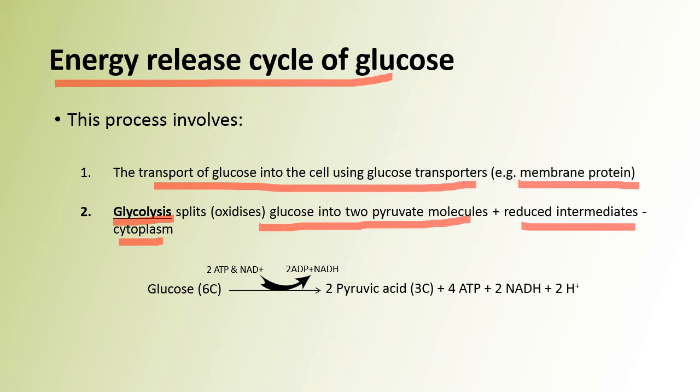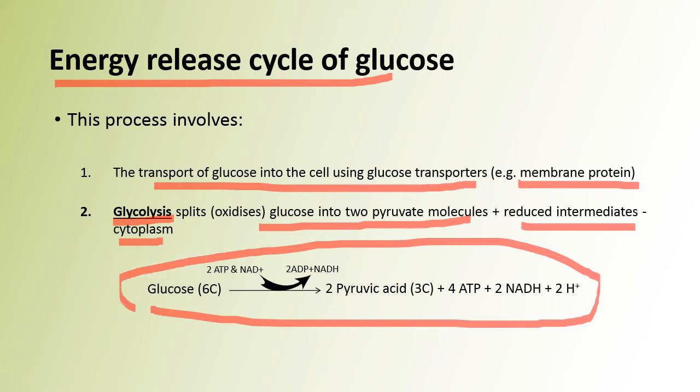So this equation shows a simplified process of glycolysis. You provide one glucose molecule and it will be converted into 2 pyruvic acid, 4 ATP, 2 NADH and 2 hydrogen ions, with the use of 2 ATP and NAD plus, which is converted into 2 ADP and NADH.